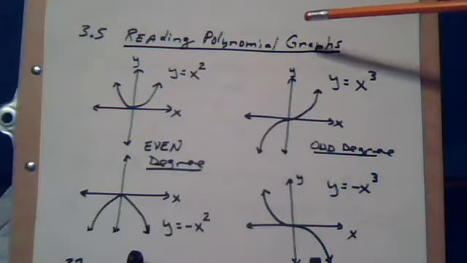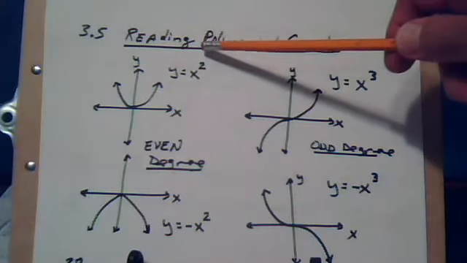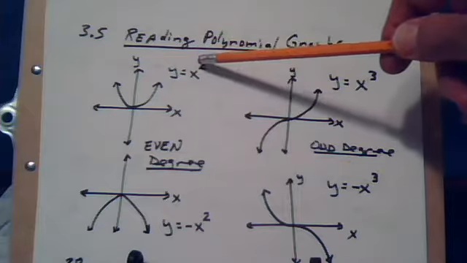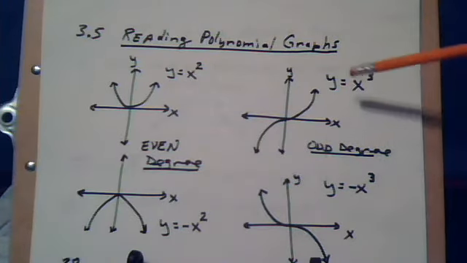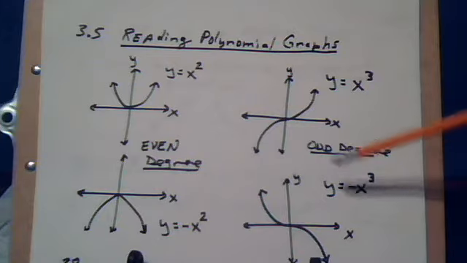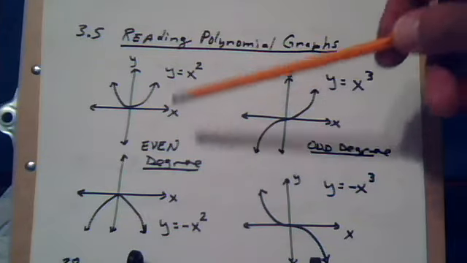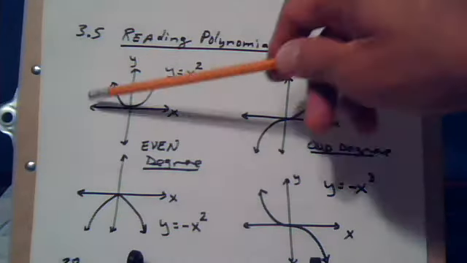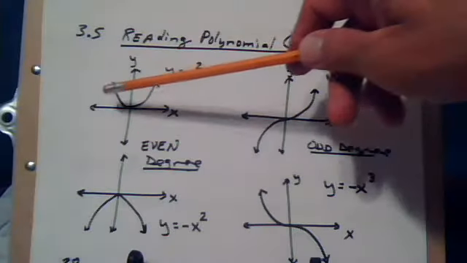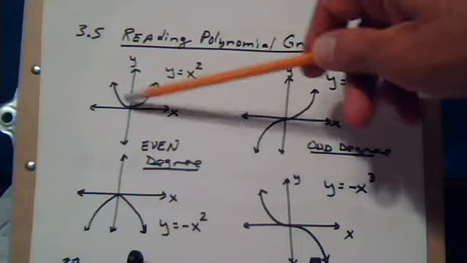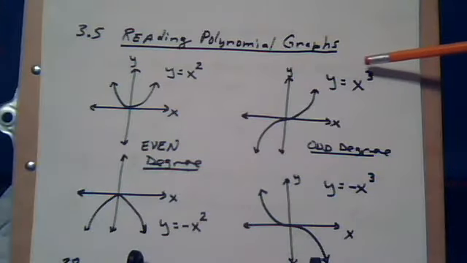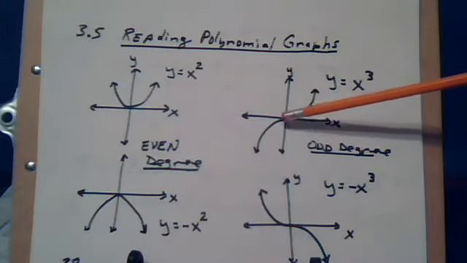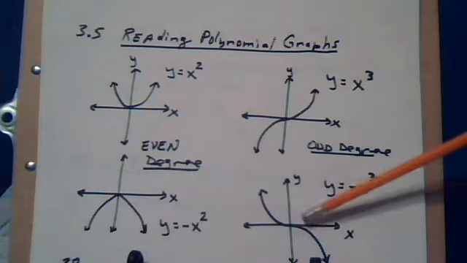Reading polynomial graphs. Notice these two go together. Both of them have an even degree. These go together. Both of them have an odd degree. If the polynomial has an even degree, you expect the end behavior to be in the same direction. If it's an odd degree, then it should be pointing in opposite directions.